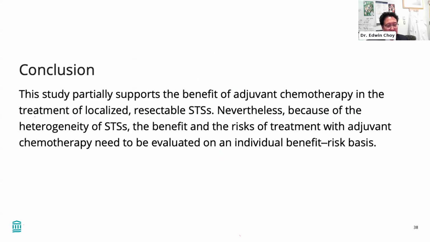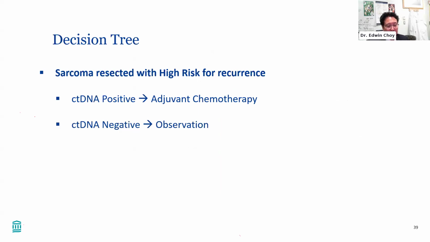So even the authors of this study said that this study only partially supports the benefits of adjuvant chemotherapy in treating localized resectable soft tissue sarcomas. And because there are so many different types of soft tissue sarcomas, the benefit and the risk of treatment with adjuvant chemotherapy still needs to be evaluated on an individual benefit-risk basis. And so that's where ctDNA can potentially be helpful.